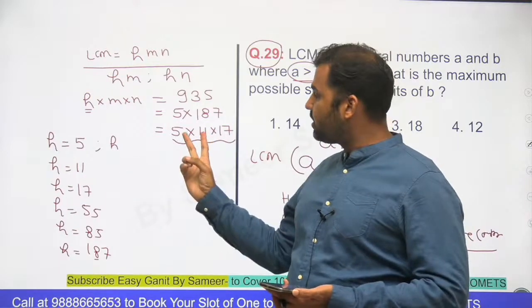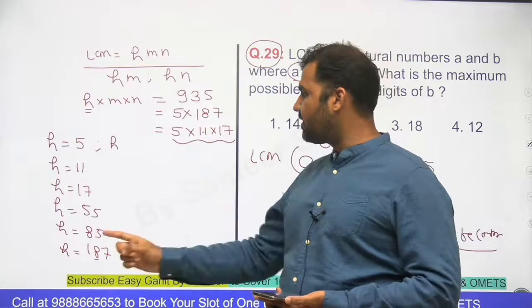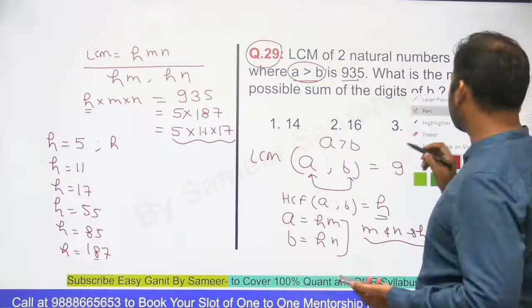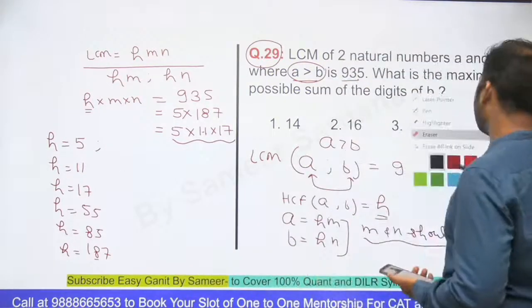H can also be the product of any of these two. Any of these two means 5 into 11 भी हो सकता है, 5 into 17 भी हो सकता है, 11 into 17 भी हो सकता है. Are you guys with me? Everybody is clear with this? Yes or no? Now guys, now look at it.